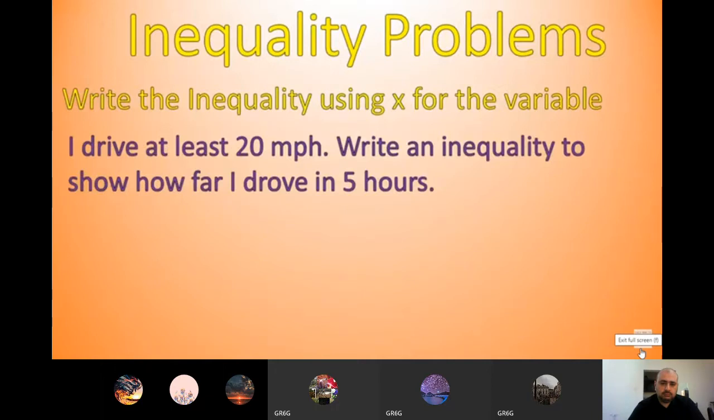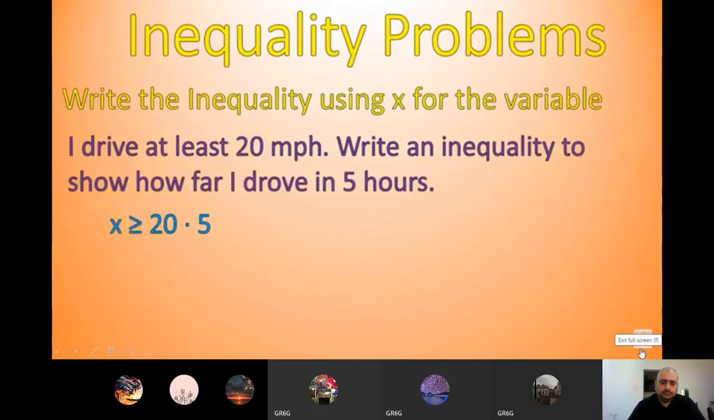At least is kind of a funny one, so check to make sure that you have the inequality written in the correct way. This is how I would write it. X is my variable, and x is greater than or equal to 20 miles per hour times 5 hours. In other words, the amount that I drive, x, is going to be greater than or equal to 20 times 5. At least 20 miles an hour means that you're driving 20 miles per hour or more, so it's 20 miles an hour or greater.